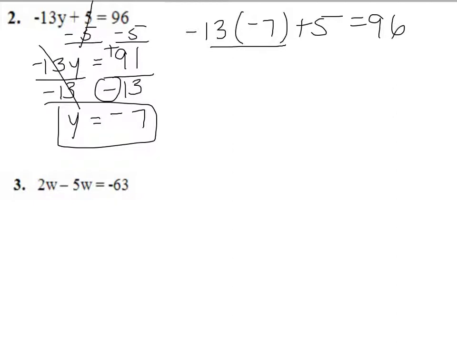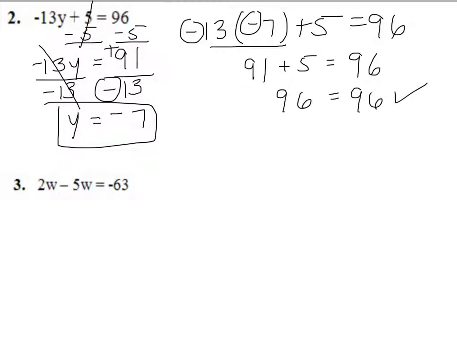13 times 7 is equal to 91. So you have a negative and a negative. A negative multiplied by a negative equals a positive. So it's positive 91 plus 5 equals 96. 91 plus 5 equals 96, which is equal to 96. So your answer is correct.